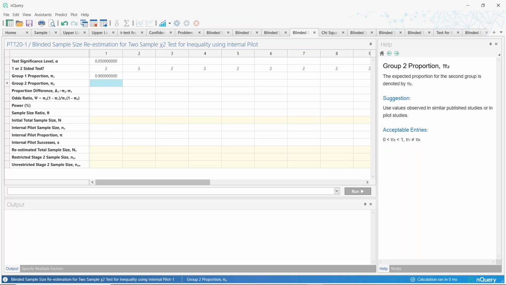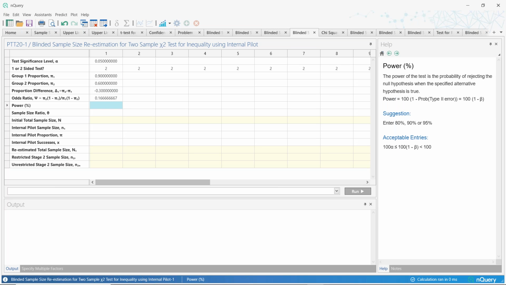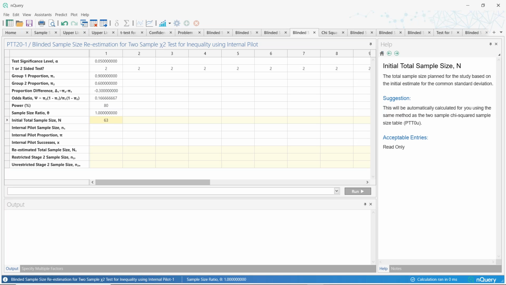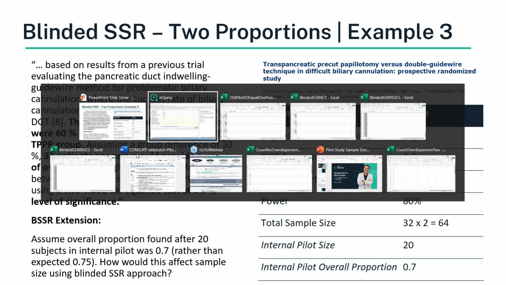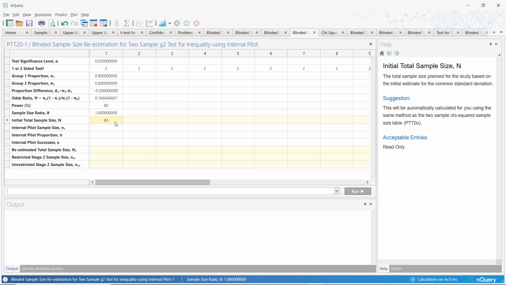So 0.9, 0.6, and then a power of 80% with a sample size ratio of 1 gives a sample size of 63. Now, if you round that up to the nearest even number, that will give you back the sample size expected of 32 per group. Obviously, that would give 64, but this minimizes the total sample size rather than the sample size given an even number. Obviously, we expect an even number for sample size ratio.